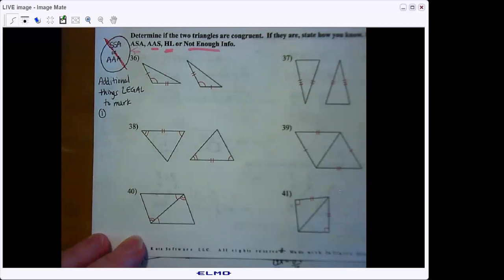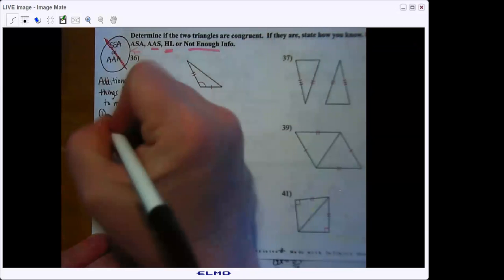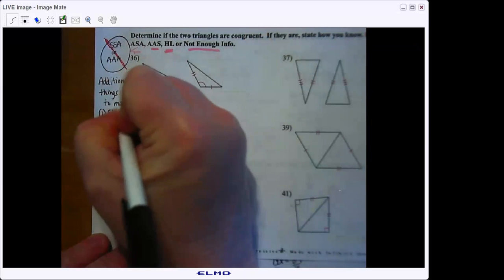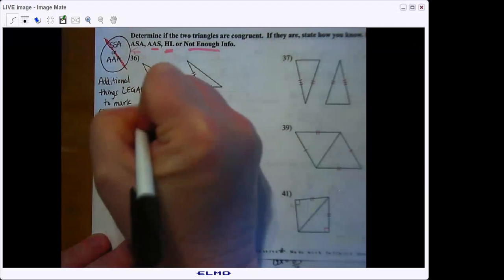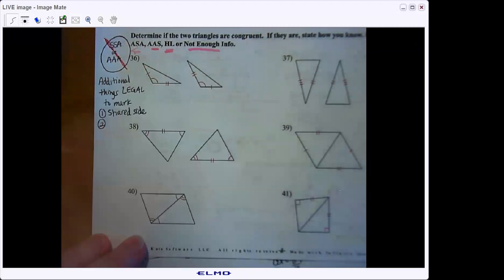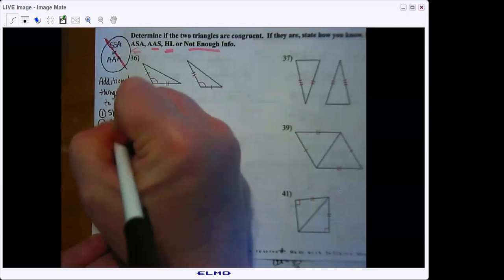Is it the angle? Well, we can mark one kind of angle and one kind of side. So for the side, I can mark a shared side. Anybody remember the kind of angle that I can mark? It's okay, it's been a while. It would be the vertical angle.